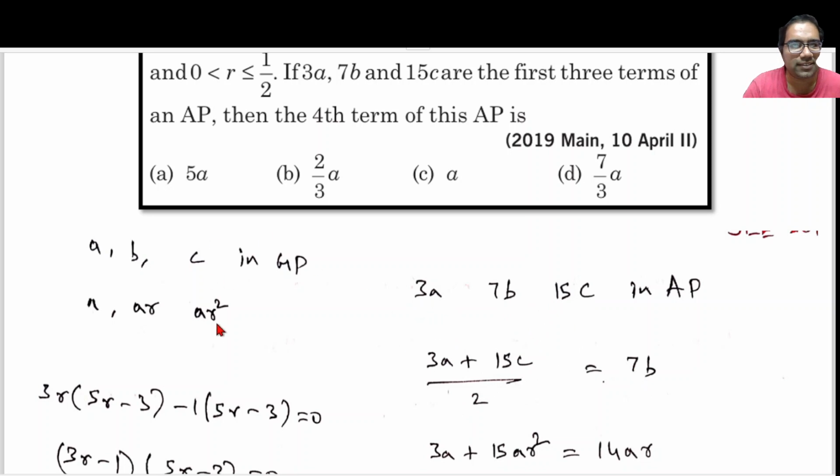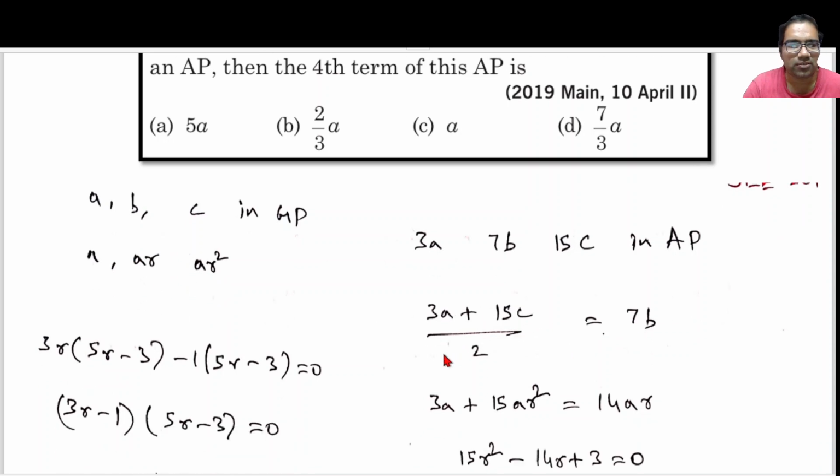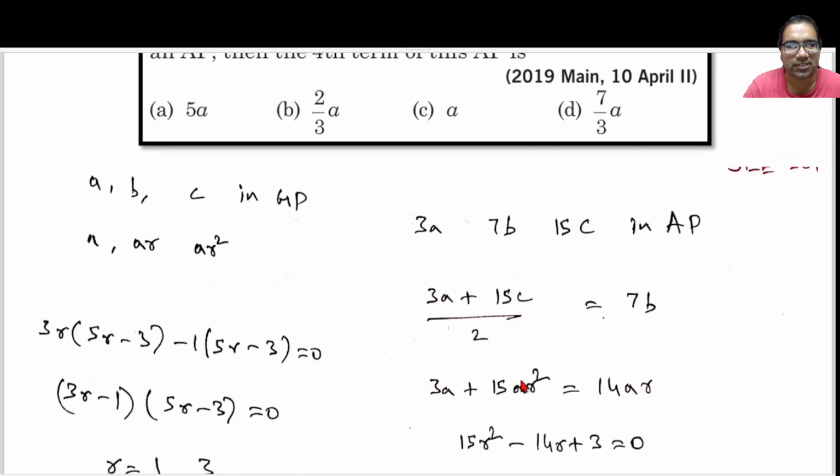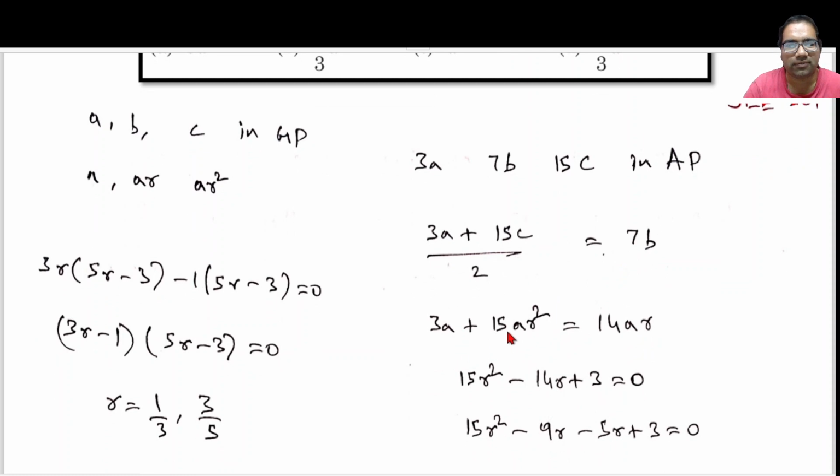And what is C? C is AR square, B is AR. Let's substitute this here. We want everything in terms of R. So 3A plus 15C, 15C is 15AR square, equals 7B into 2, which is 14B, which is 14AR. Right, what does that mean? 15AR square minus 14AR plus 3A equals 0. If we take A common, we cancel all the A's, so we'll be left with 15R square minus 14R plus 3 equals 0.